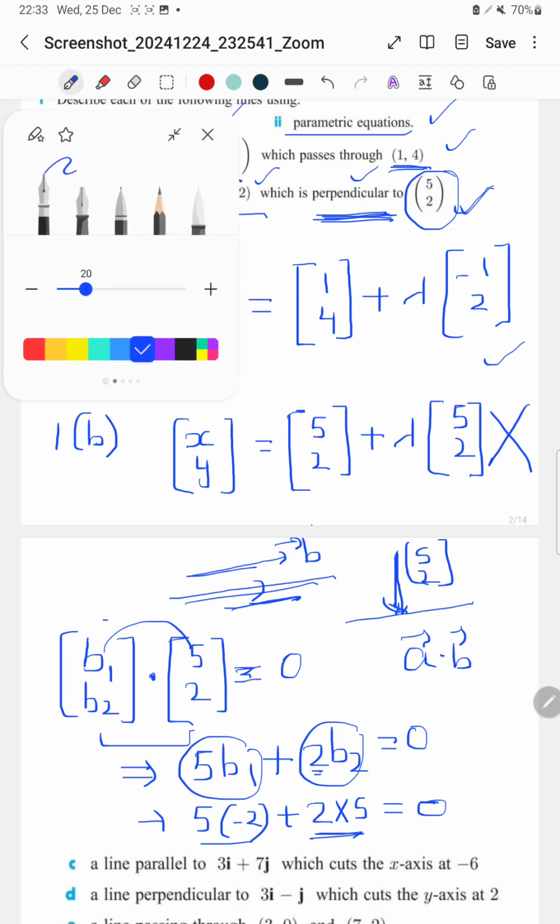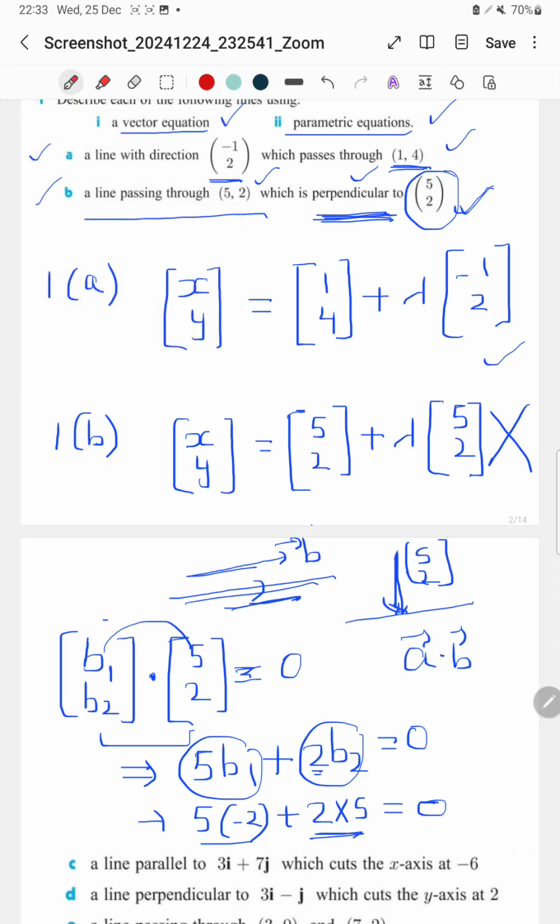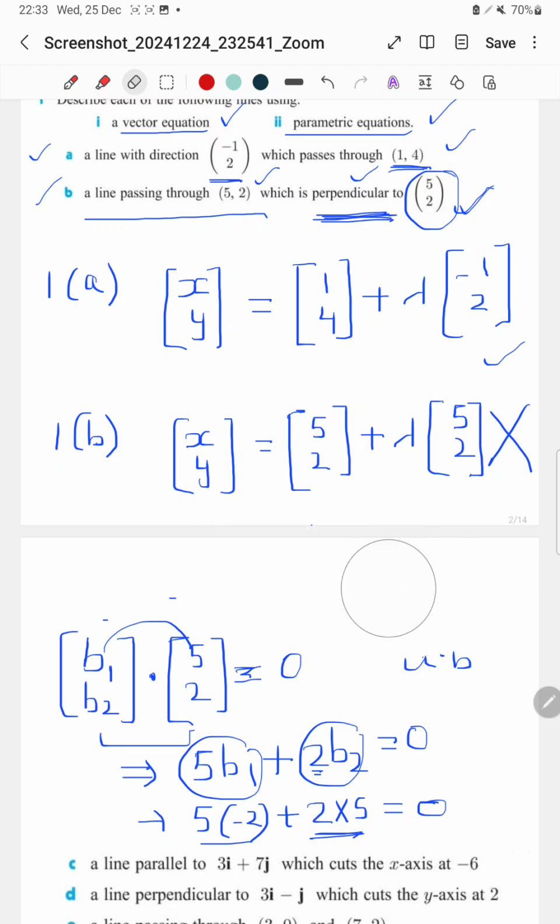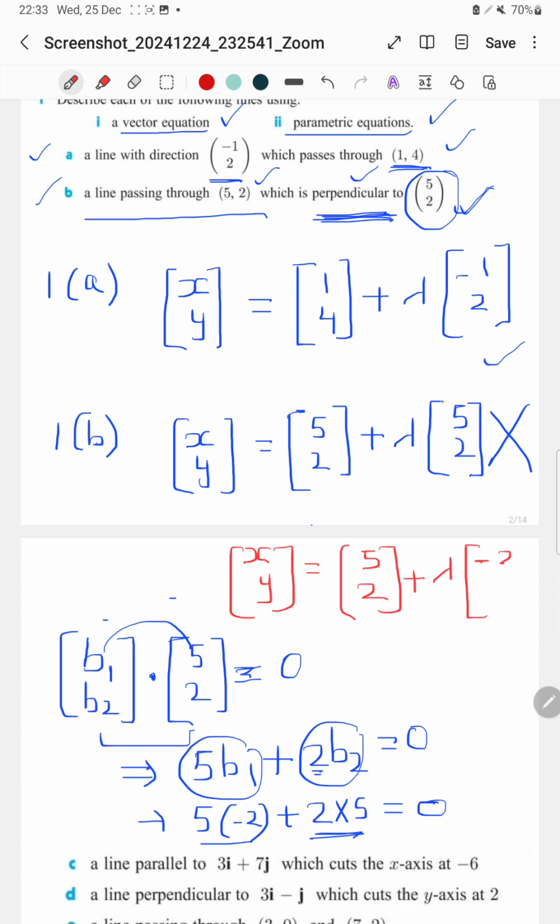So as a final result, what I can say here is that the line will be given as x, y equals 5, 2, and the direction vector I will give as lambda times minus 2 and 5. So this is the vector equation.